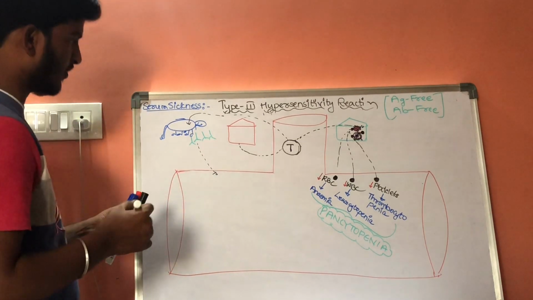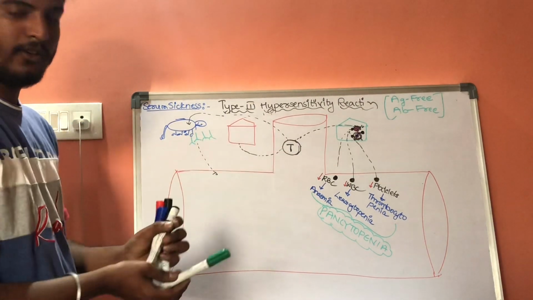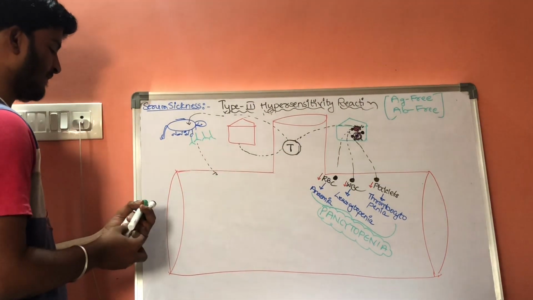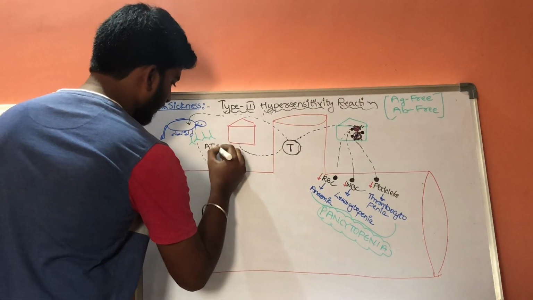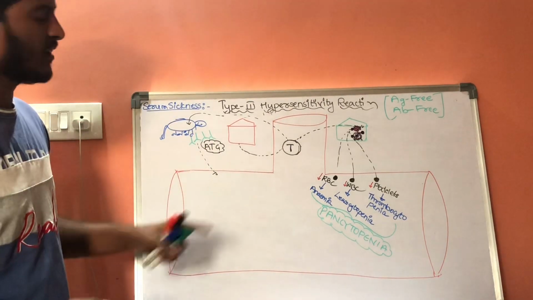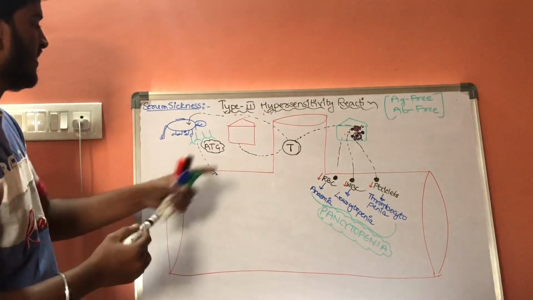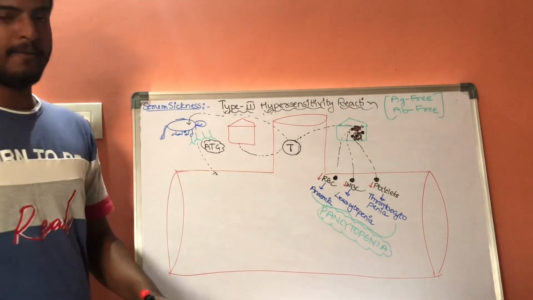And it will enter into, now this special type of antibodies is called anti-T globulins, also called ATGs. Now these ATGs are injected into our human circulation.